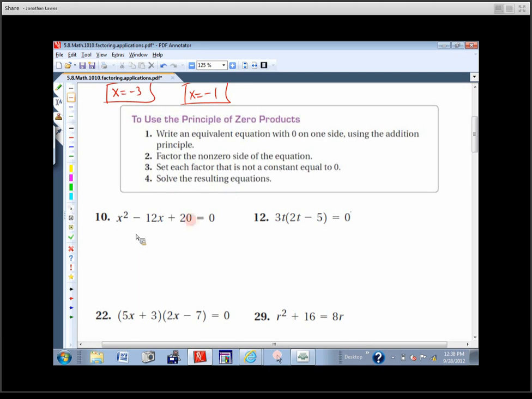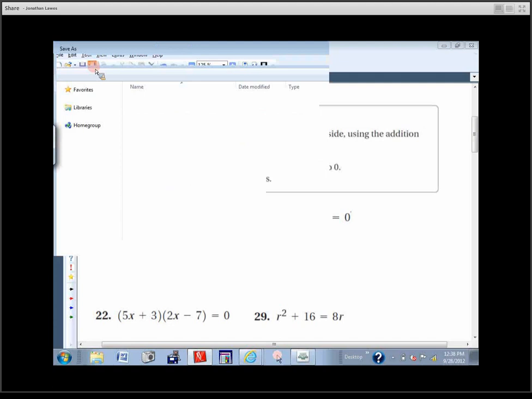So let's solve this one right here. It's set equal to 0, so step 1's done for us. We want to factor this polynomial. So what multiplies to be 20 and combines to be negative 12? Negative 2 and negative 10? Yes. Okay, all right.